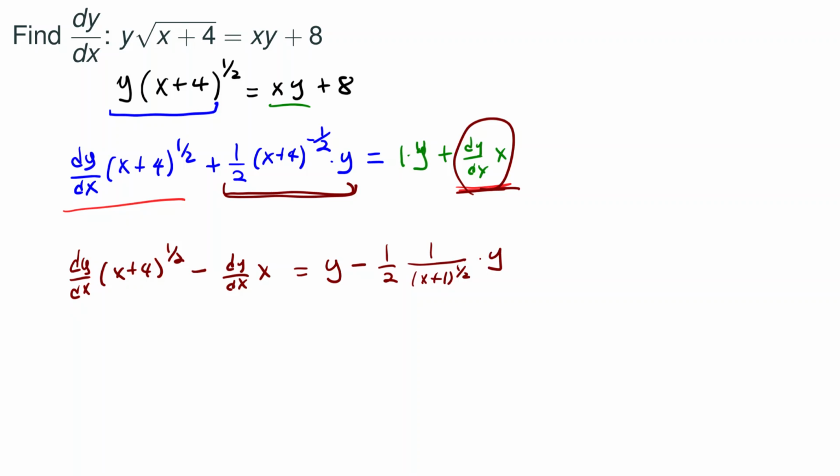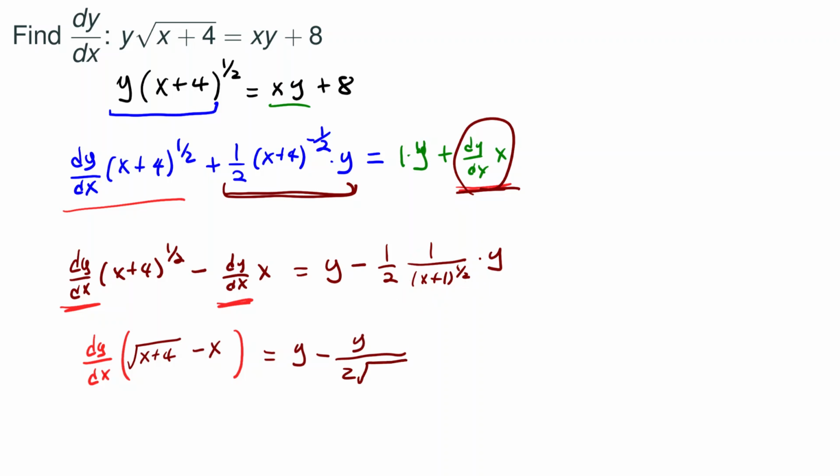So now we need to factor this dy/dx here, so we can isolate dy/dx. So let's factor dy/dx. Then inside the parentheses, we get the square root of (x plus 4) minus x, because we rewrote the half power back to square root after applying the power rule. Equals y minus this one. We can also rewrite it with a square root, so we have y over 2 times the square root of x plus 4.